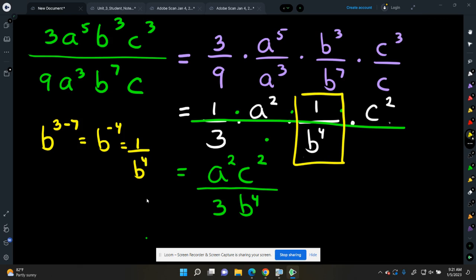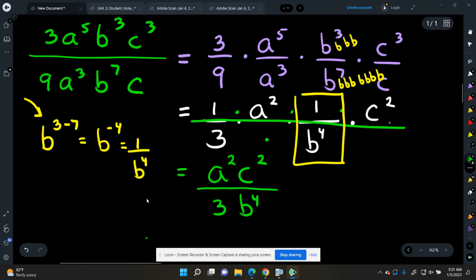But instead of doing this, I just said, okay, I have 3 b's on top and 7 b's on the bottom. So these 3 cancel out 3 here, leaving me with 4 of them on the bottom. So that's actually what I did. I kind of mentally did that instead of going through the subtraction process. But either way, you should end up with the same result. Okay, good question.